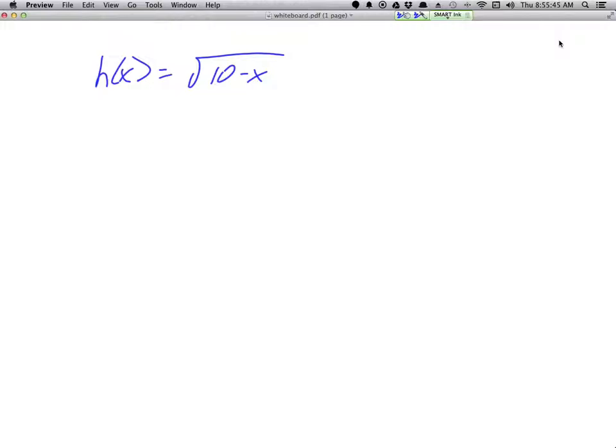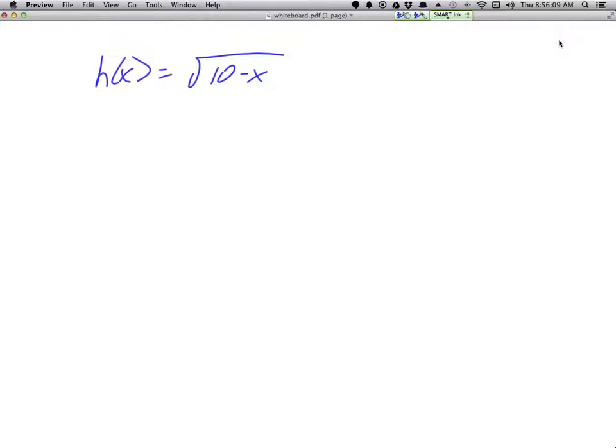Anything 11 or greater. What about negative? What about 10.5? Anything greater than 10. Okay. So instead of saying x can't be anything greater than 10, let's talk about what x can be. What can x be? It's equal to or less than 10. Anything equal to or less than 10 is my domain on this one.